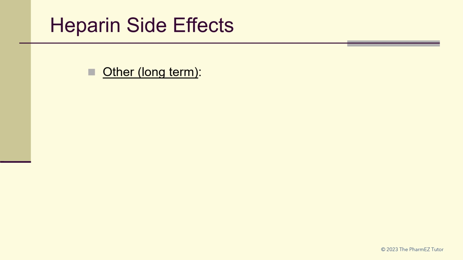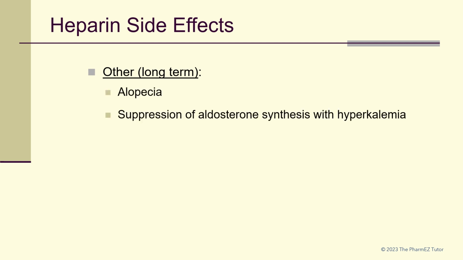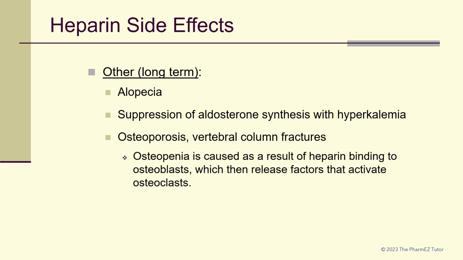Other side effects with long-term use of heparin include alopecia, suppression of aldosterone synthesis with hyperkalemia, and osteoporosis and vertebral column fractures. Osteopenia is caused as a result of heparin binding to osteoblasts, which then release factors that activate osteoclasts.